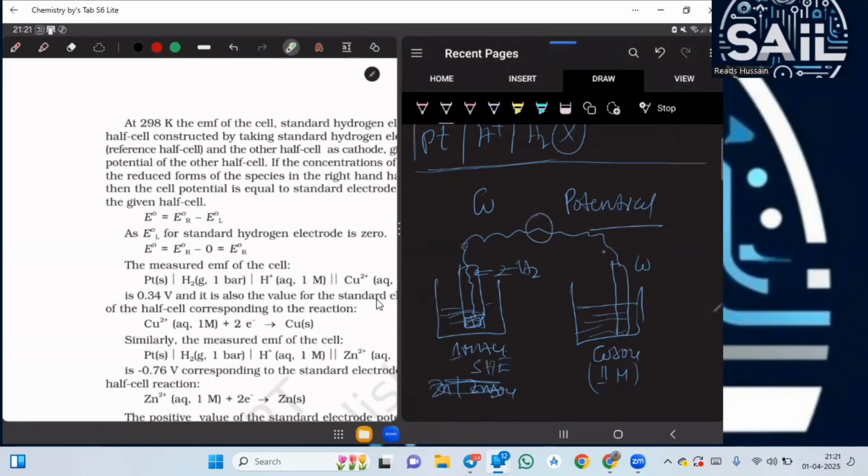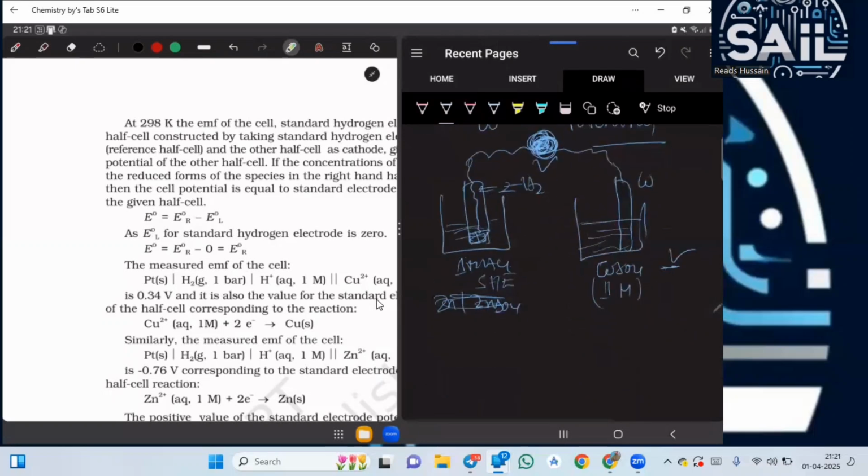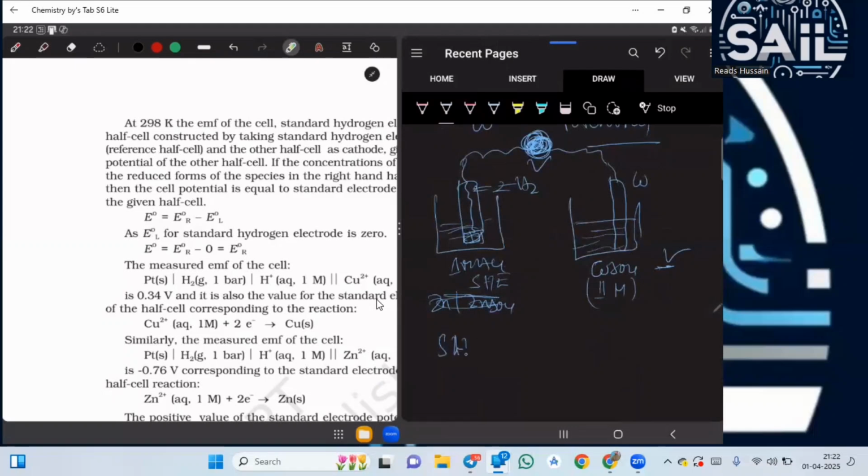When these two are connected, in the voltmeter you will get some value. That value is nothing but the value of the copper electrode. Why? Because the value of the standard hydrogen electrode is 0. This value is 0; already we have arbitrarily taken it. It is fixed. Then whatever answer we get, that is the value of the copper electrode.